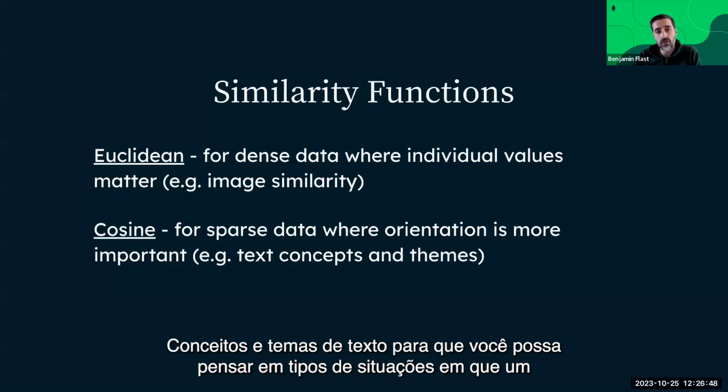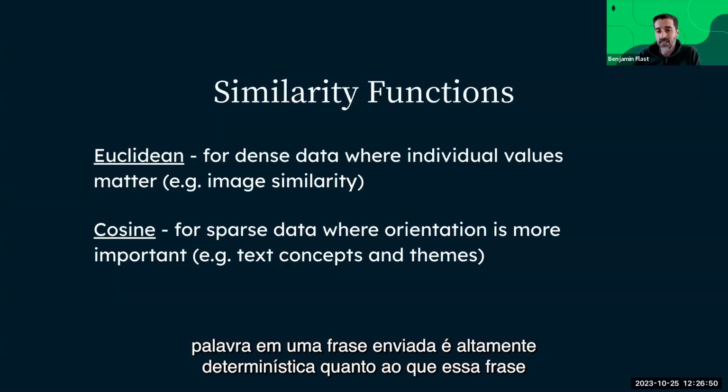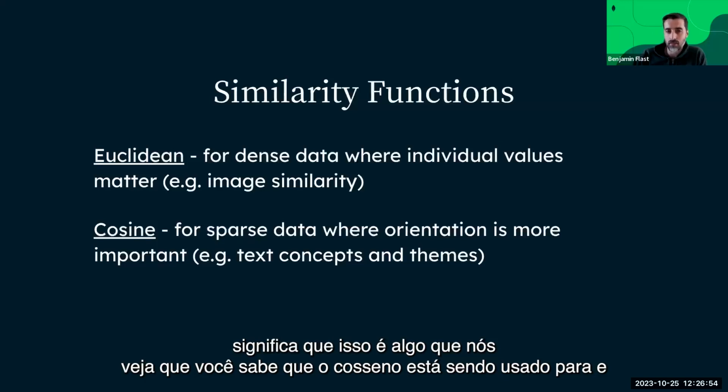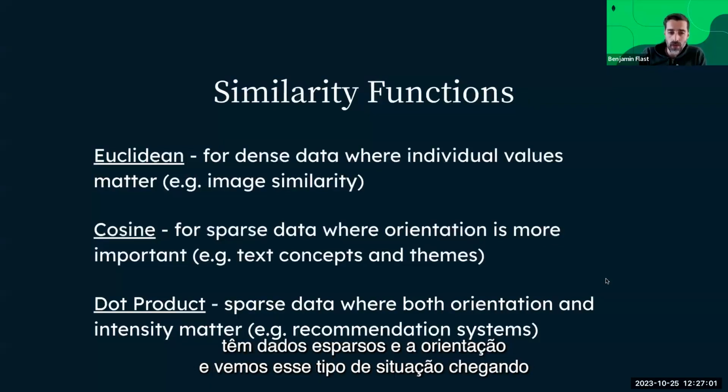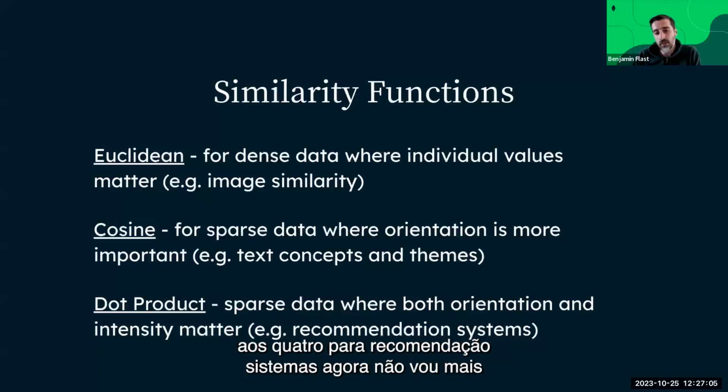So you could think about situations where one word in a sentence is highly deterministic as to what that sentence means. So that's something that we see cosine being used for. And then finally, dot product. This is an interesting one where you have sparse data and the orientation matters. And we see this coming to the fore for recommendation systems.